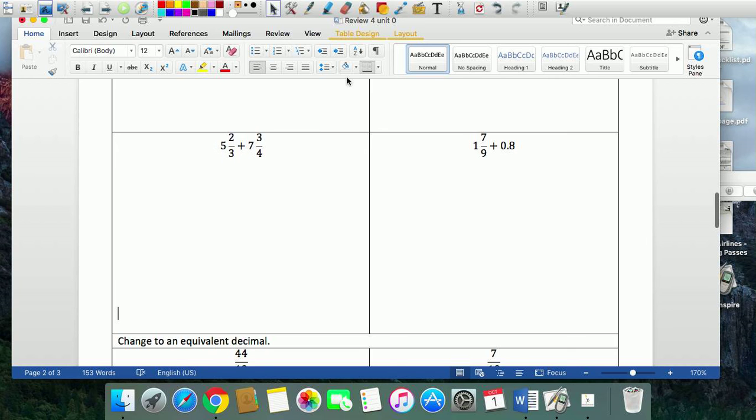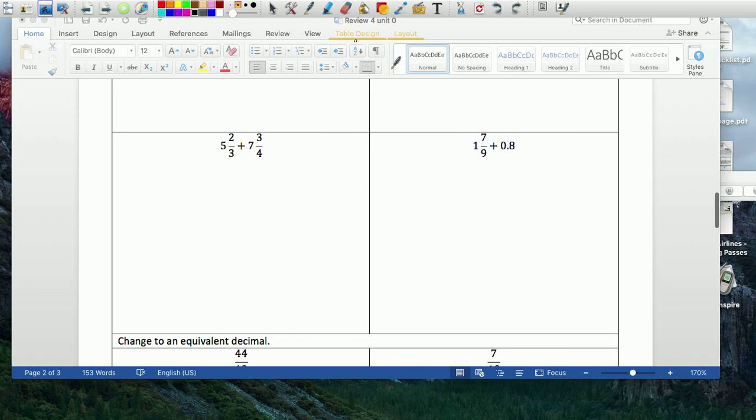Let's do this one first here. So I want to change this. Okay, I change that to an improper fraction. 9 times 1 is 10, plus 7 is 17 over 9, right? Times and plus 0.8, and 0.8 is the 8 in the tenths place, so 8 goes on top. The same thing as 8 over 10.